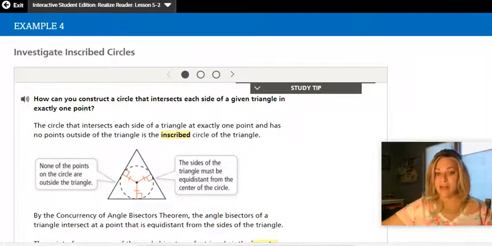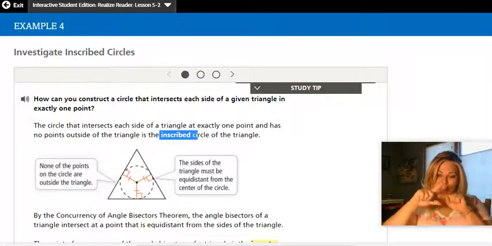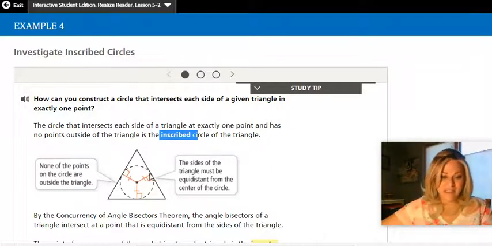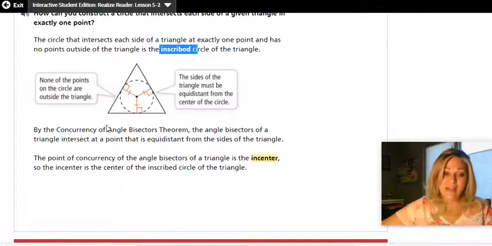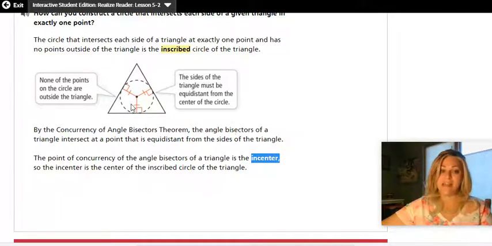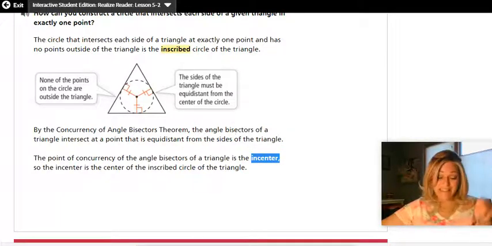And I'm going to just talk about the vocab. So if you have the point that is equidistant from each of the sides, it creates an inscribed circle. Inscribed meaning inside and basically skimming each of the sides of the triangle, not going outside, just barely touching one point on each side. And it's from creating the angle bisectors. Okay, and that point is actually called the incenter. So the incenter is a circle inside, or inscribed, and it's the angle bisectors.